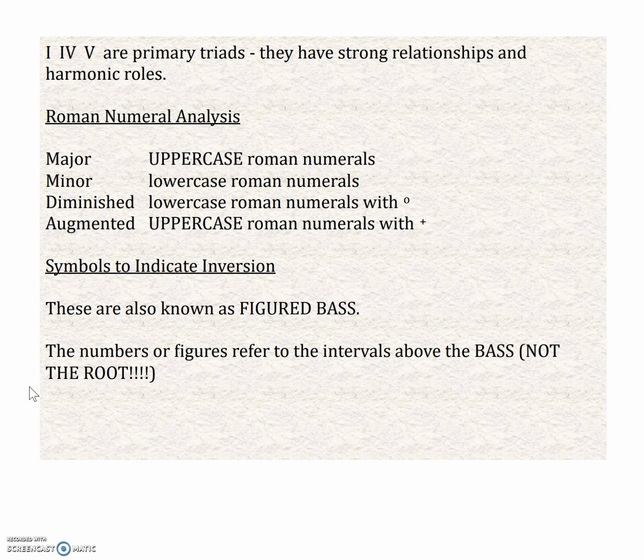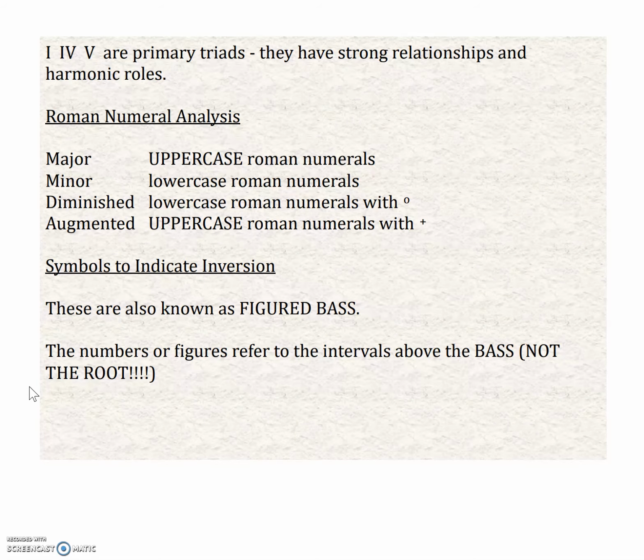So let's talk about quick roles. 1, 4, and 5 are the most important triads. They have strong relationships and harmonic roles. Again, I've said before, this whole course is about how composers get from 1, tonic, to 5, dominant, and back to 1. Roman numeral analysis, okay? So 1 is going to look like a Roman 1, 2 is 2.